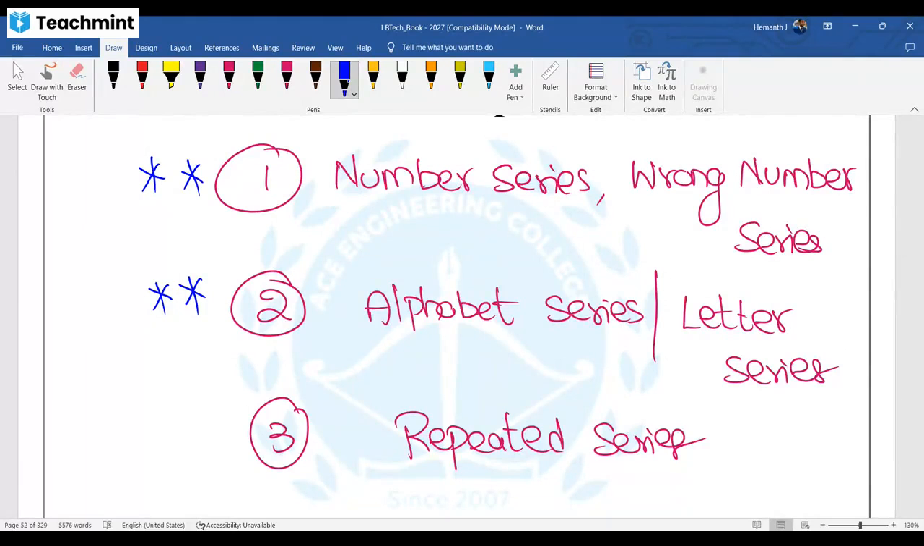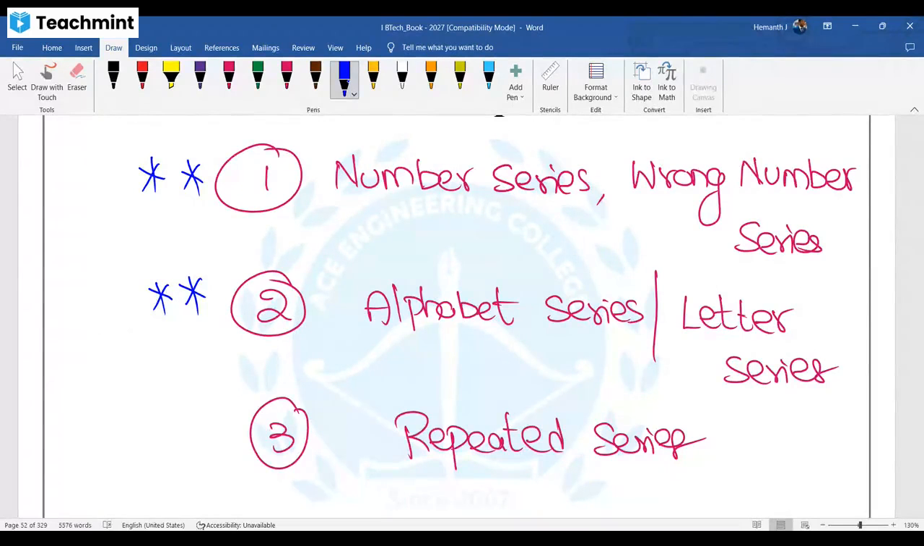Number series, wrong number series, alphabet series, letter series, repeated series. I hope you have a basic idea of series. A series of letters will be given with some missing letter, or a series of numbers will be given with some missing number. You have to identify the logic and fill in that missing number or missing letter. It may be in terms of letters, that's what the second one is. First one is in terms of numbers.